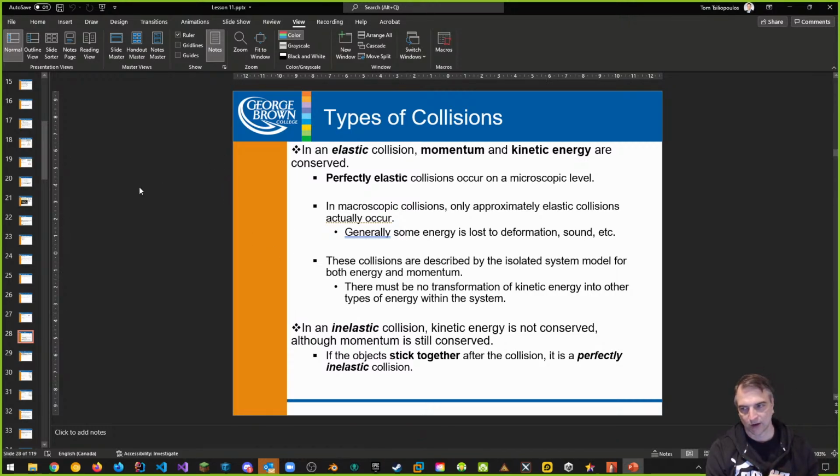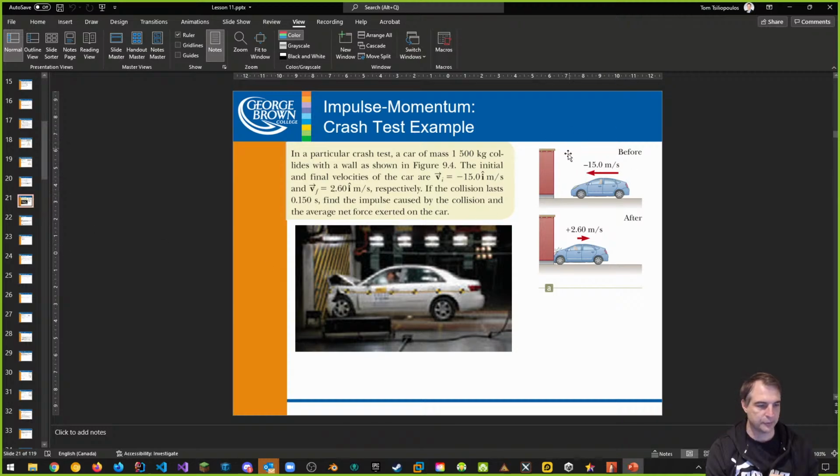That was the thing we saw earlier, the car. This is an example of an inelastic collision. Why? Because we're crumpling and deforming a lot, and a lot less of the kinetic energy comes back out. Remember, kinetic energy is one half mv squared.